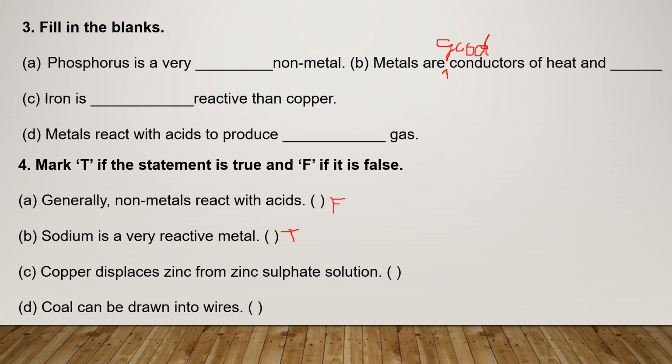C. Copper displaces zinc from zinc sulfate solution. That is also false, because copper is less reactive than zinc. Zinc is more reactive, so actually zinc displaces copper, but here the statement says copper displaces zinc. So that statement is false. And D. Coal can be drawn into wires. Coal is a non-metal, and non-metals generally we cannot draw into wires. They are brittle, so when beaten, they break. So that statement is false. You can write this in your textbook.